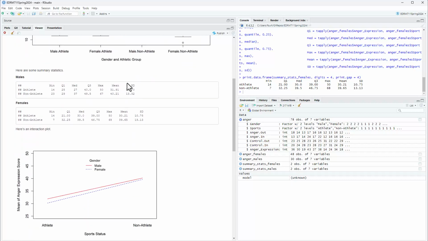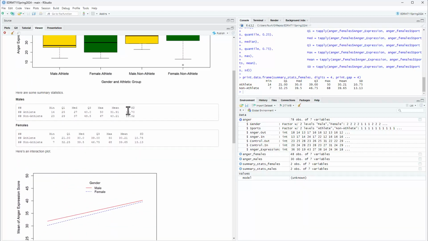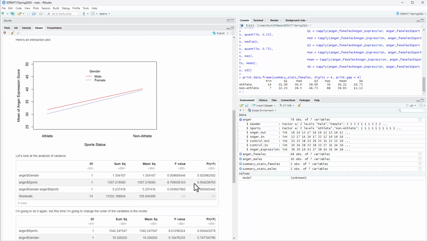Now, we could look at those means and talk about what's happening in the sample, but I've moved now to looking, can I infer what I see here in the sample? That is, that there's a difference between athlete and non-athlete in terms of anger expression. Can I infer that to the population? And the answer seems to be yes.